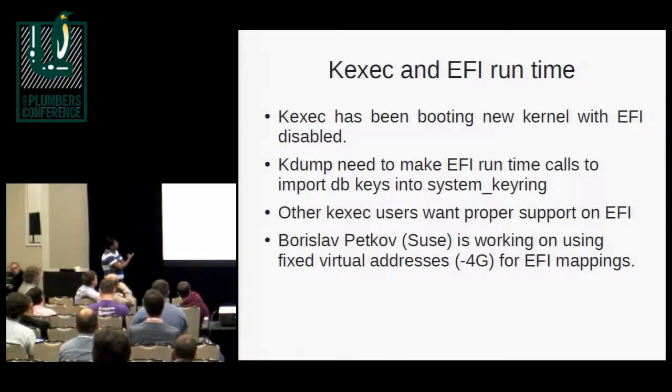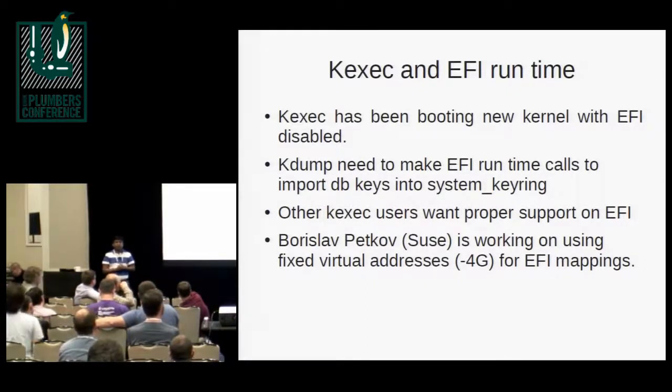So on this particular problem, recently there was a discussion. Boris from SUSE seems to be working on mapping EFI at particular fixed virtual addresses, so that the second kernel can simply boot and create those mappings again at the fixed virtual addresses, and then we don't have to pass those mappings to the second kernel and don't call set virtual address map, whatever that call is, in the second kernel. That way, the second kernel should be able to just make the EFI runtime calls.